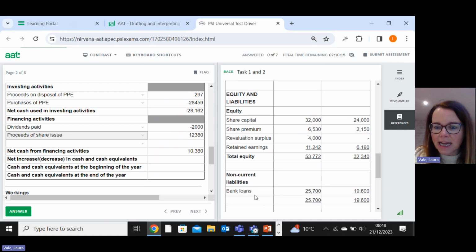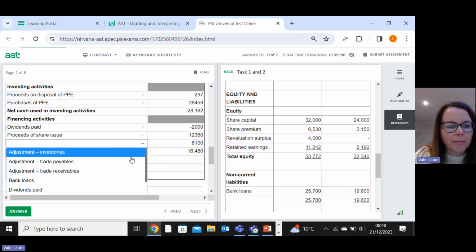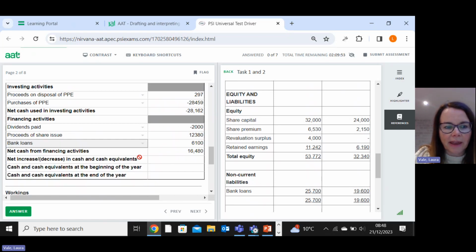The final thing to look at is the loan. So my loan number has gone up in my statement of financial position. It's gone up by, just cheating here and looking at the one I prepared earlier, 6,100. So that means I must have got more money in the bank, debit bank, credit loan. So that would have been just bank loans is fine there.